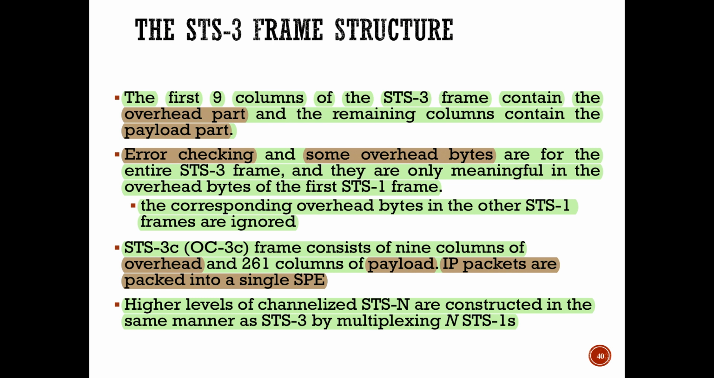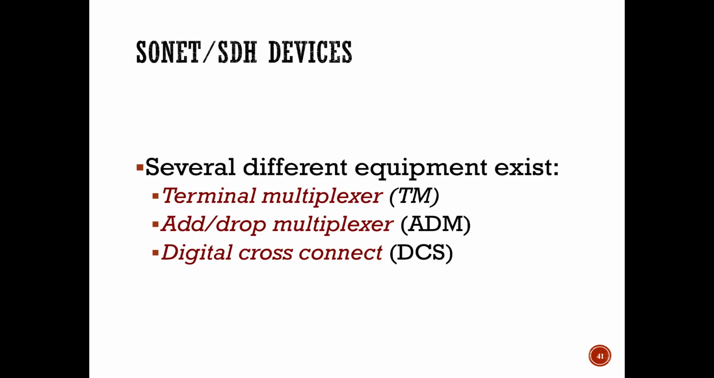STS3C, OC3C frame consists of 9 columns of overhead and 261 columns of payload. IP packets are packed into a single SPE. Higher levels of channelized STSN are constructed in the same manner as STS3 by multiplexing N STS1s.